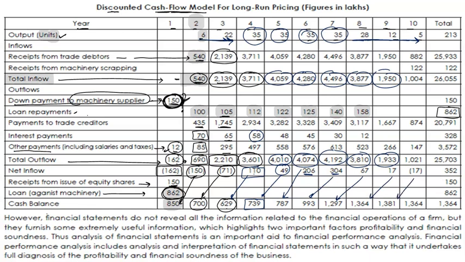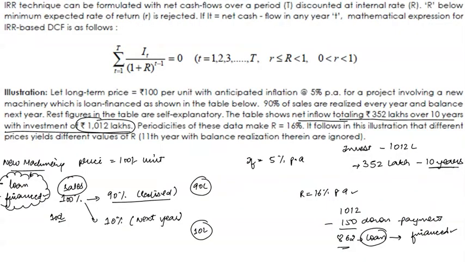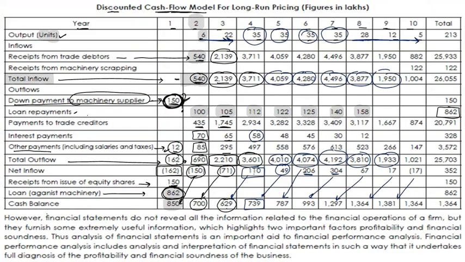So now what we are going to analyze, what we are going to ascertain first of all, is what was our intention. Now what they are saying is that net inflow is going to be 352 lakhs over 10 years if you are going to invest 1012 lakhs. What we have invested over here, see, 150 lakh rupees was my down payment, and 862 lakh rupees was our loan repayment. That means 1012 lakhs is straight away my investment.